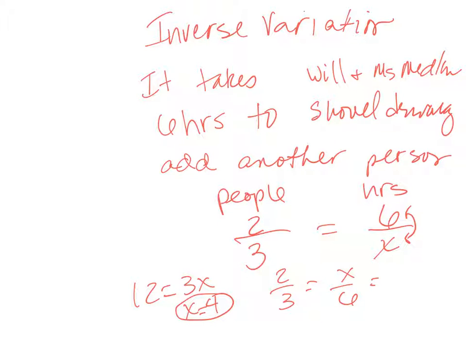Does everybody understand that? That's a good example of an inverse variation. The more people you add to a job, the less time it takes. Okay? A lot of examples about inverse variations are painting a house, doing some kind of construction, doing some kind of work, where you're adding people to the job.